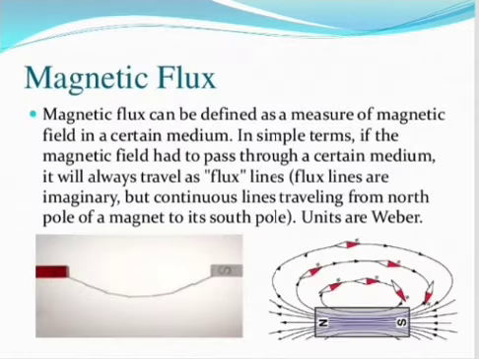Magnetic flux. Magnetic flux can be defined as a measure of magnetic field in a certain medium. In simple terms, if the magnetic field had to pass through a certain medium, it will always travel as flux lines. Flux lines are imaginary but continuous lines traveling from the north pole of a magnet to its south pole. The unit of magnetic flux is Weber.